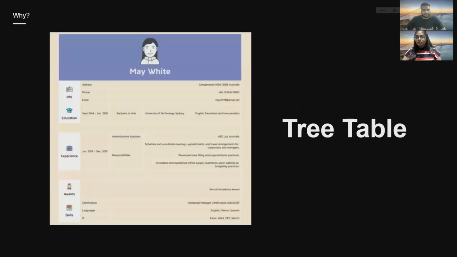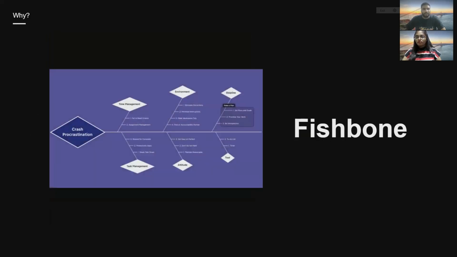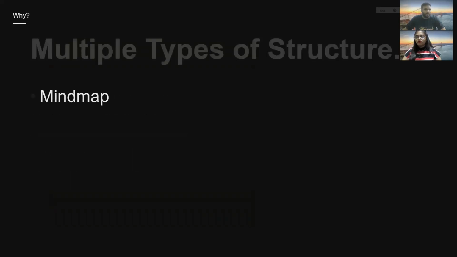Next is the tree table, which is more like a tabular format of representing ideas, and that's also available as a template in Xmind. Next is a fishbone. A fishbone is actually used for root cause analysis or some kind of deep dive analysis. For example, this is a screenshot of crash procrastination and all. So a template for fishbone is also available with Xmind.